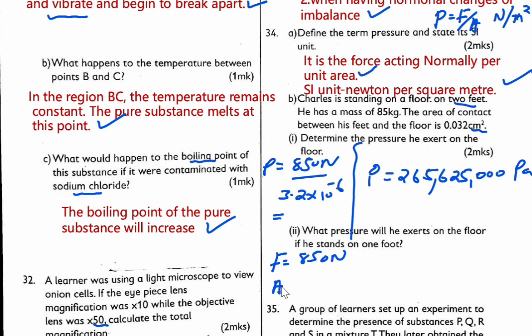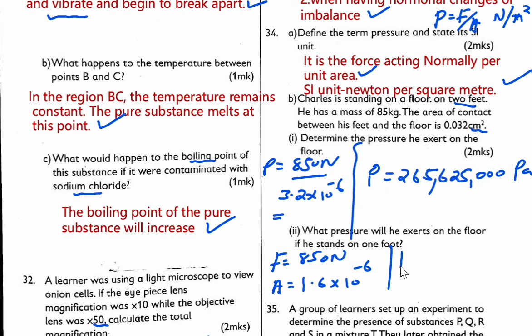Now the area, we're going to divide by 2. Remember our area was 3.2 times 10 raised to negative 6. We divide by 2. So for 1 foot, it will be 1.6 times 10 raised to negative 6.